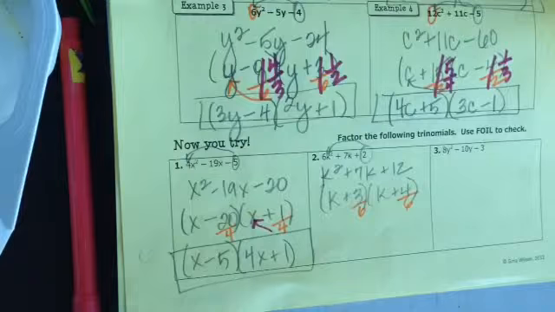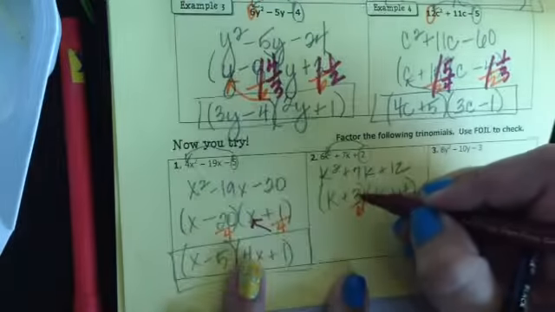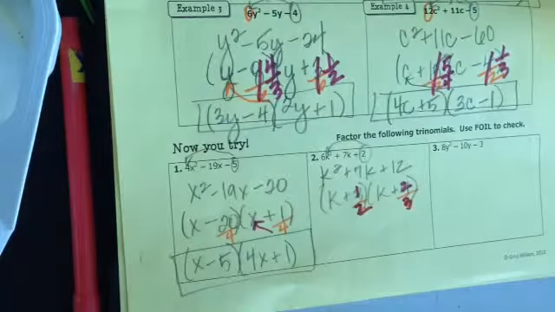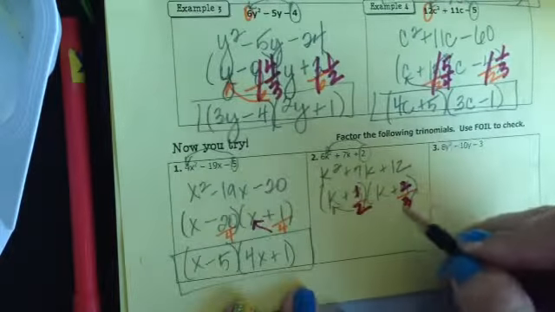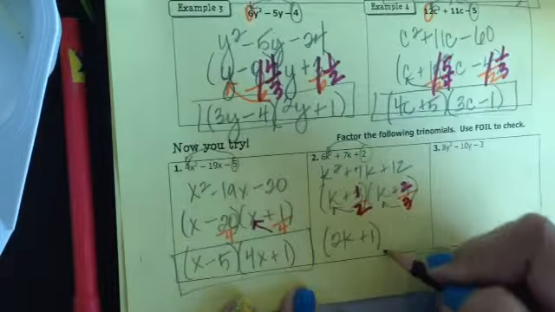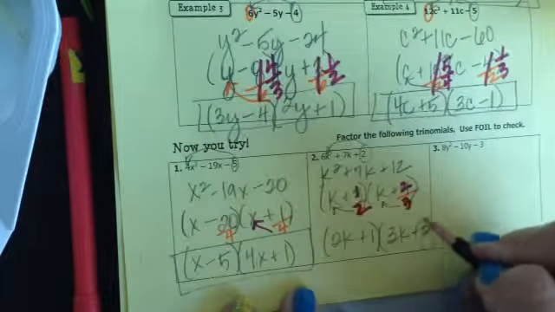And before I move on, I need to reduce my fractions. This will be 1/2. This will be 2/3. And once my fractions are reduced, I bring that denominator over as the coefficient of k: 2k plus 1, 3k plus 2.